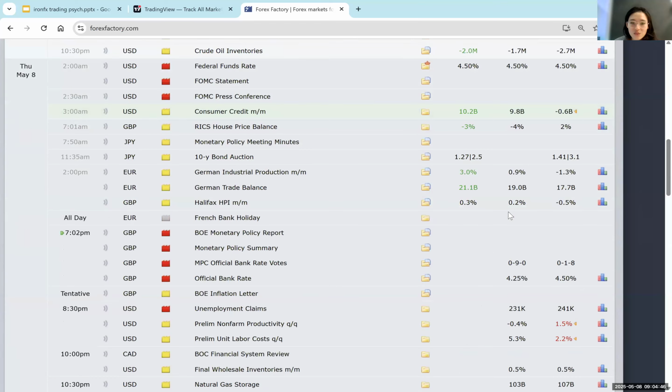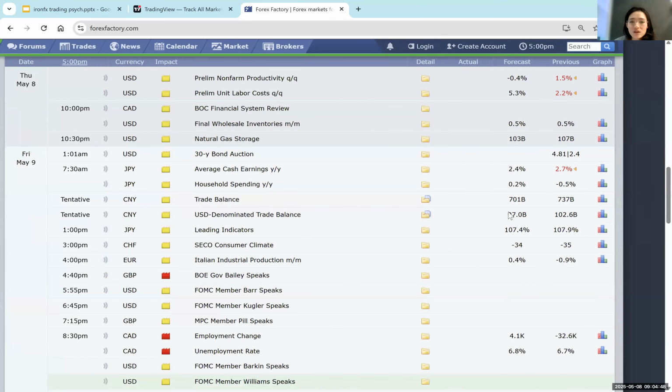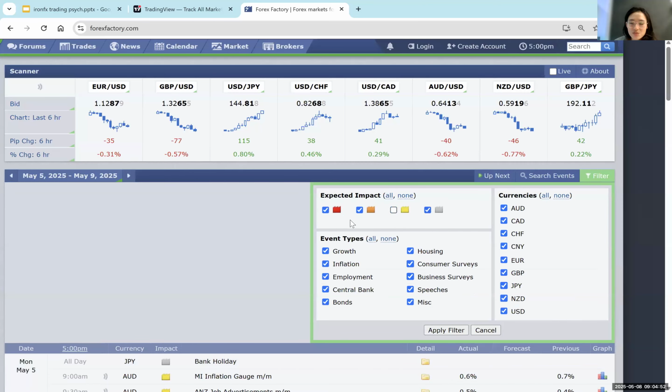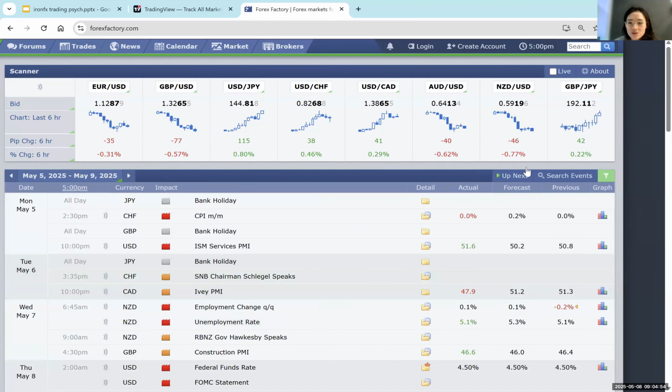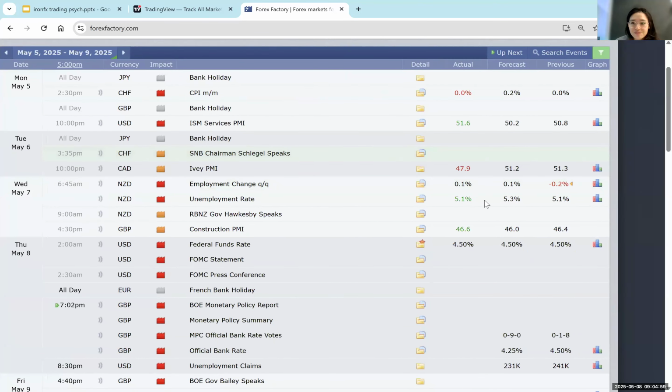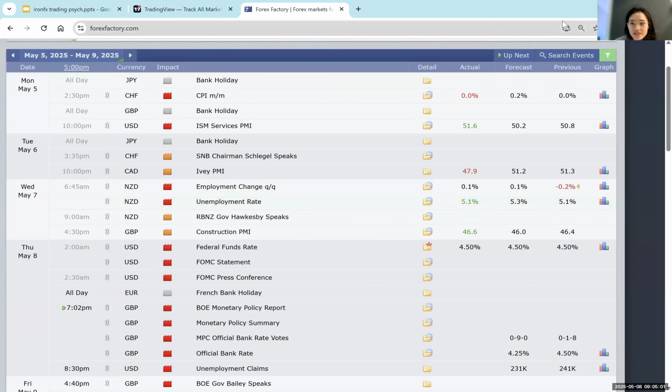You can see there's a lot more events to cover if we're also looking at the lower impact events, which is why we just prefer to focus on the medium to higher impact events. These will have the greatest impact on your charts as well.